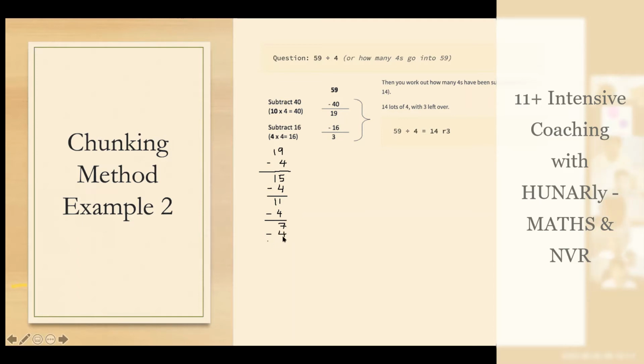3. Okay, so what happens when we get to 3? Sorry, Neil, tell me. That's the remainder, exactly. So we can see we've taken 10 lots away here, and then also we've taken 1, 2, 3, 4 more lots of 4 away from 19. So then we know it's going to be 10 plus 4, which is equal to 14. And then remainder 3. So remainder 3, like it says above here.